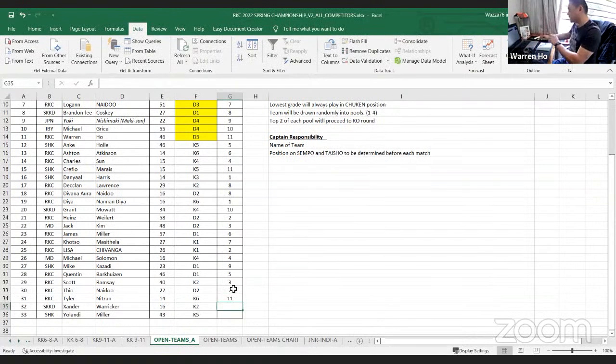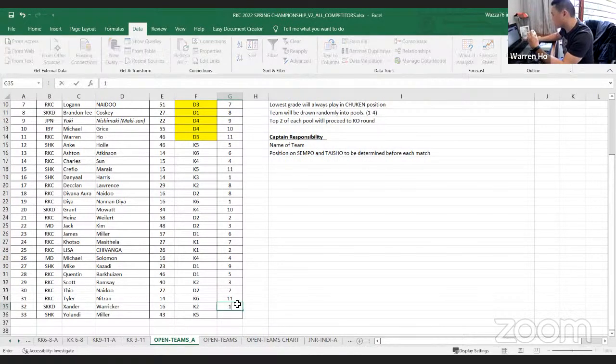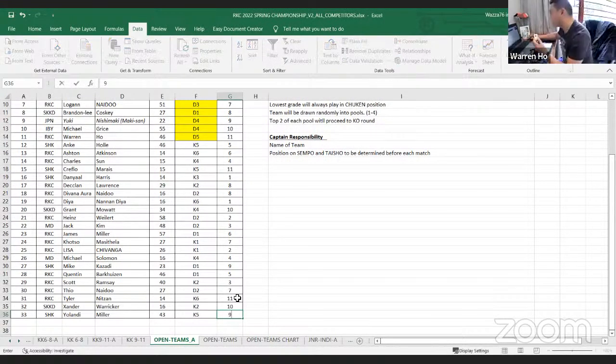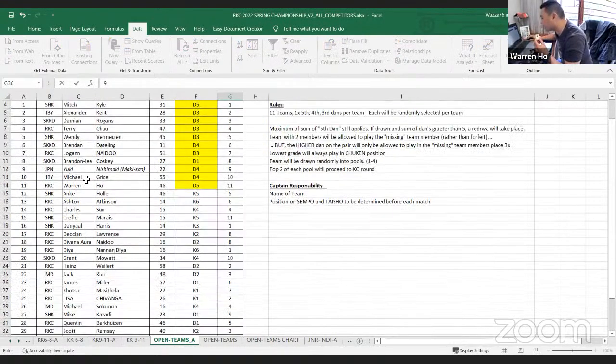My team is complete. Okay, we have Xander. You're going to be part of team number 10. Team number 10 is Michael Grice. Michael Grice's team is complete. And that leaves only one number for Yolandi Miller. You belong to team number 9. Okay, and that should make it with Maki-san.